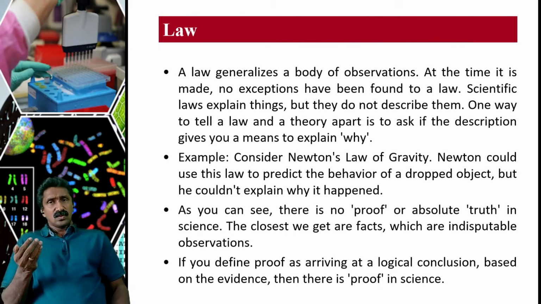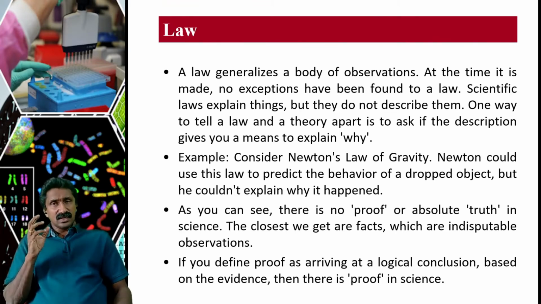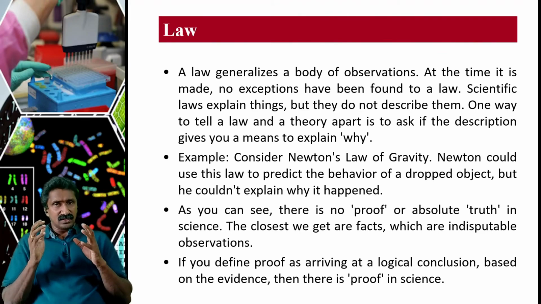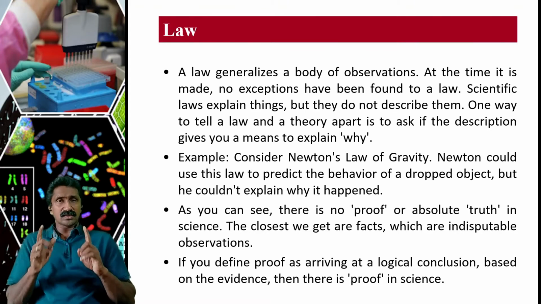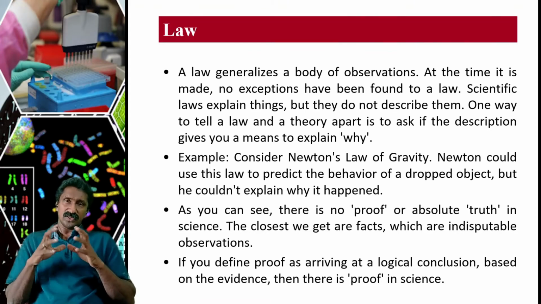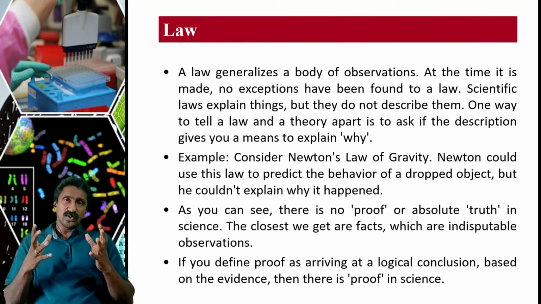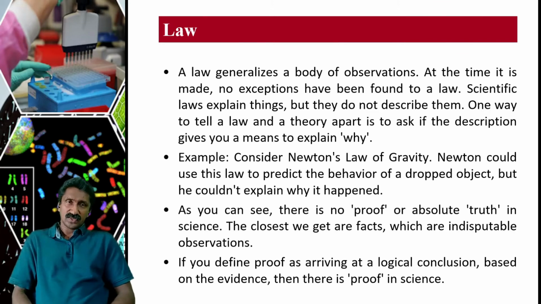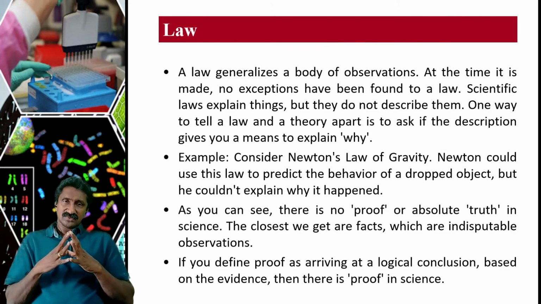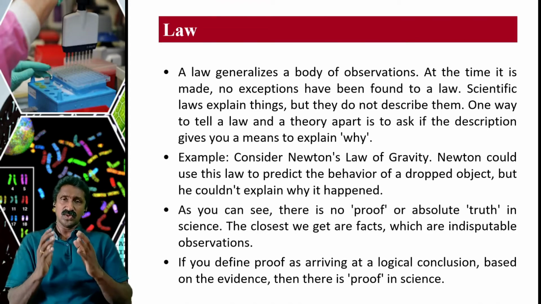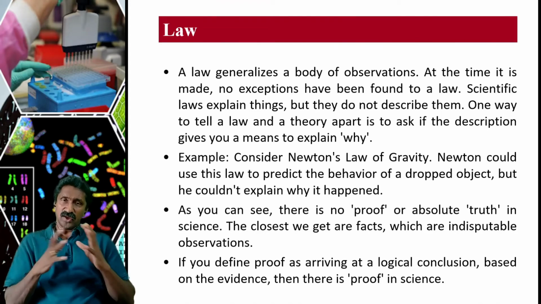A law, the third one, is a generalized body of observations. At the time the law is made, no exceptions have been found to it. So for a theory, we can give some exceptions, but for a law, there are no exceptions when it is actually proposed. Scientific laws describe things, but they do not explain them. One way to tell a law and a theory apart is to ask if the description gives you a means to explain why.